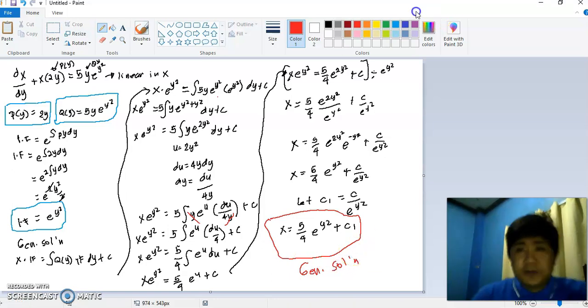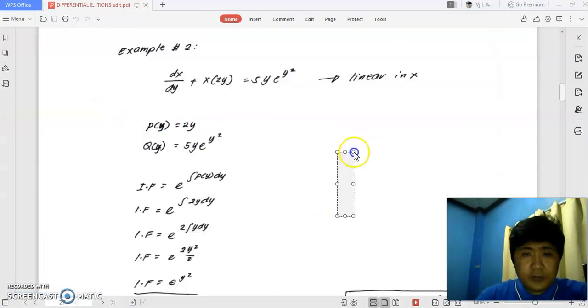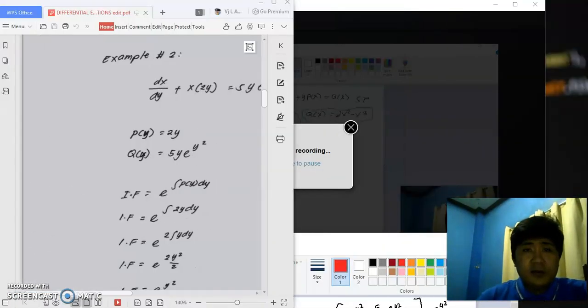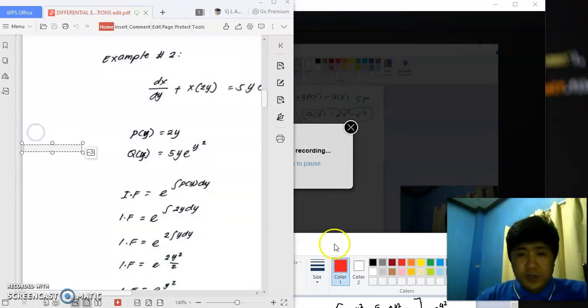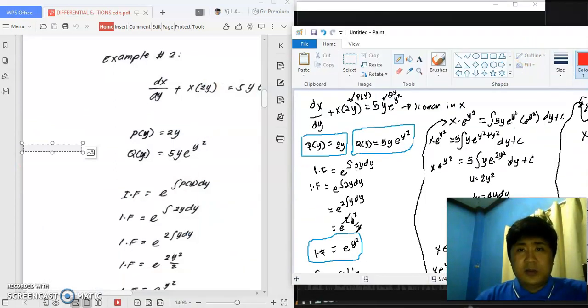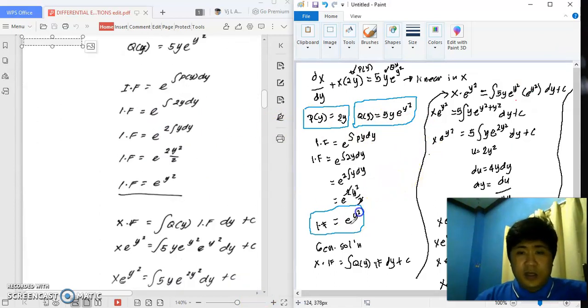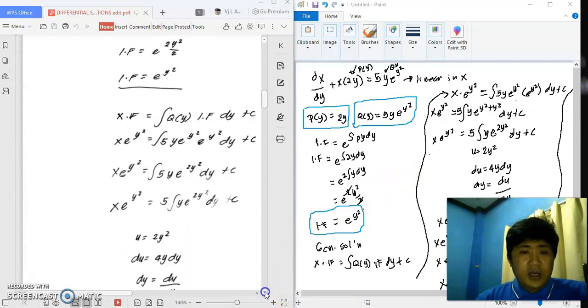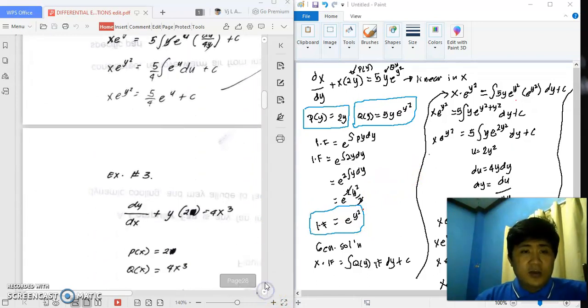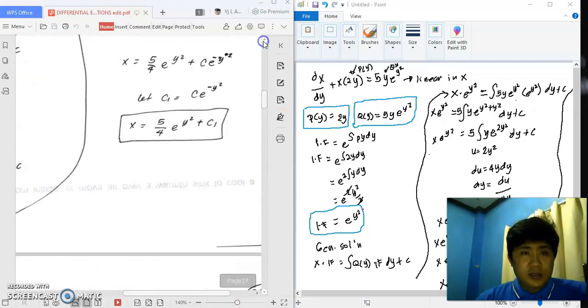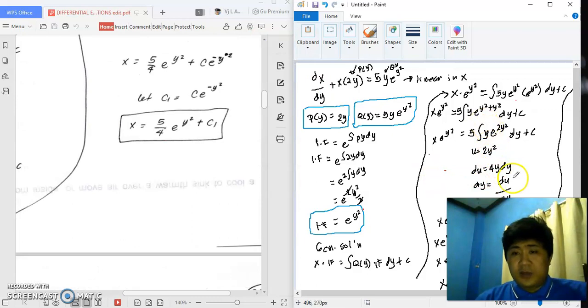Okay, let's check. So let's check here. This is our guide. To confirm, we have 2y, 5 e to the y squared, e to the y squared, and our general solution is this one.